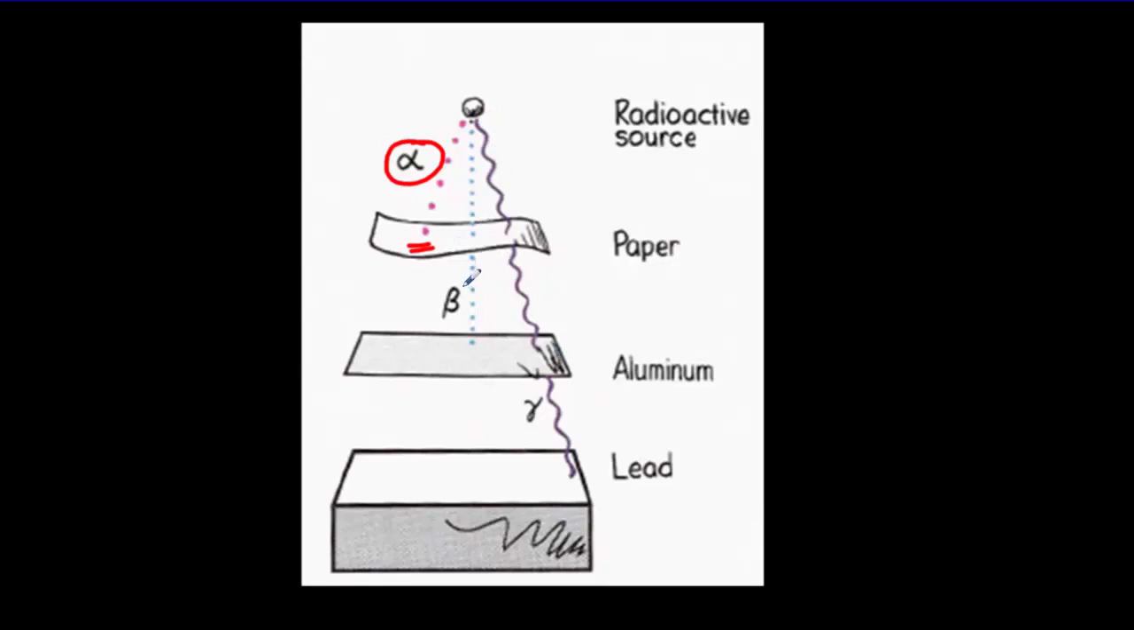A beta particle quite easily penetrates through paper, but couldn't get through, say, some aluminum foil. And a gamma ray can make it through the aluminum foil. In fact, you would need a thick piece of lead in order to stop a gamma ray. It has very little interaction with matter, so it penetrates through matter quite easily.